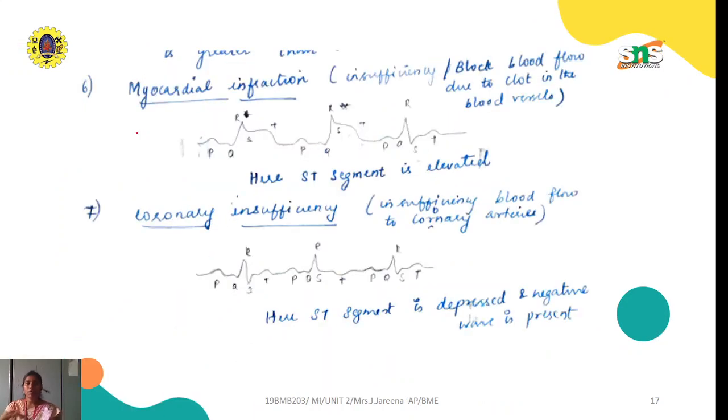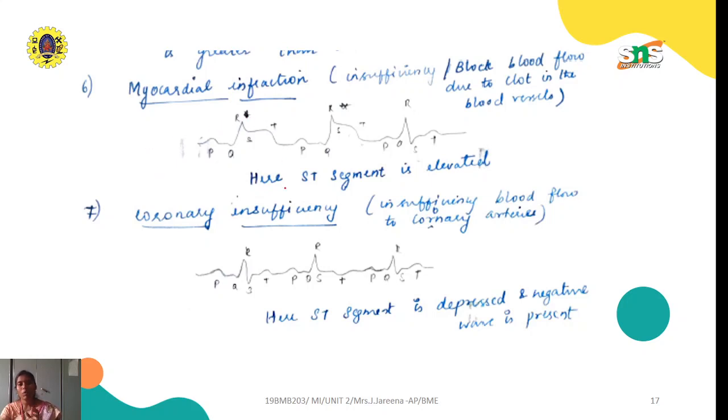So the next type of arrhythmia is the myocardial infarction. Myocardial infarction is a condition where the heart muscle has a block or clot. As a result, the heart is not good enough to give adequate blood supply to all other parts of the body. That type of condition is called myocardial infarction.